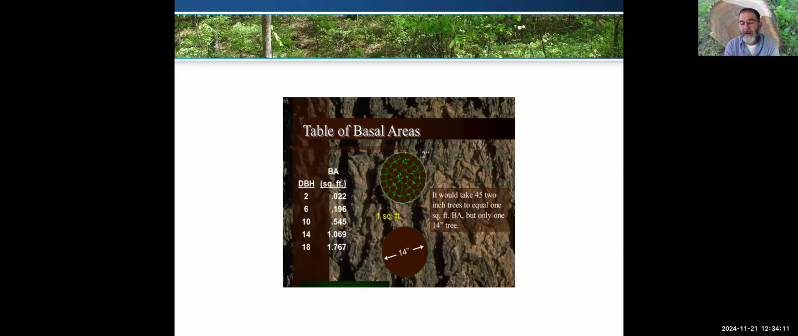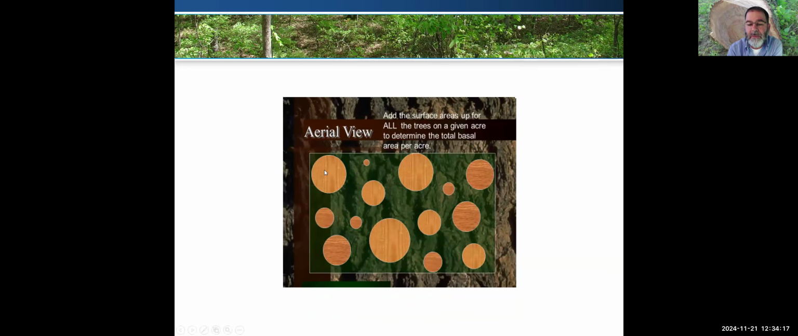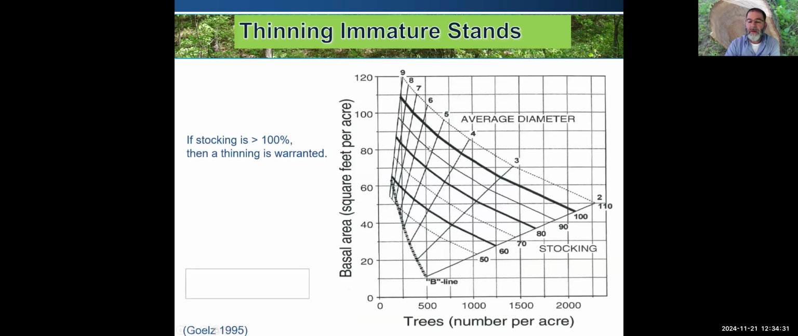So looking at it another way then, foresters add up all this basal area or square feet to come up with a per acre value. So pretend you're looking at it from a view. These are all those high stumps, and we measure all these and add all this up. And that gives us the total basal area per acre. That's what's plugged back into this table.